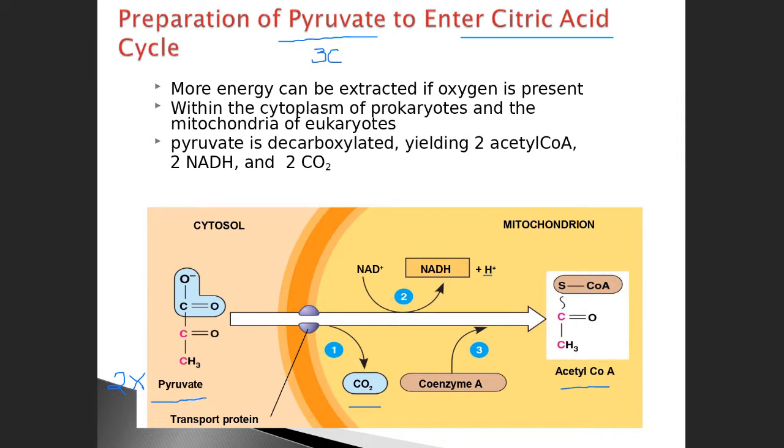So if you have two pyruvate, how many acetyl CoA is the cell going to produce? 2. How many CO2 is the cell going to form? Not 3. How many? 2. And how many NADHs are going to be liberated?